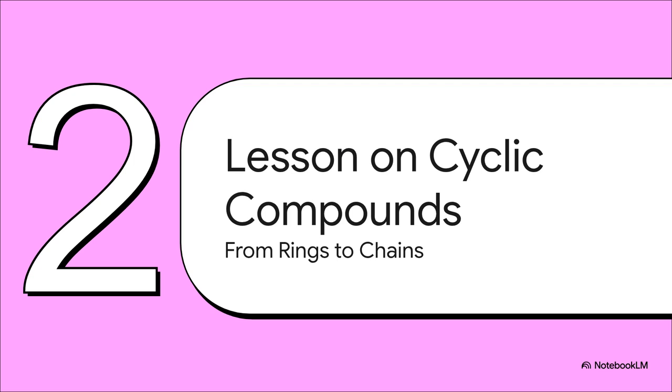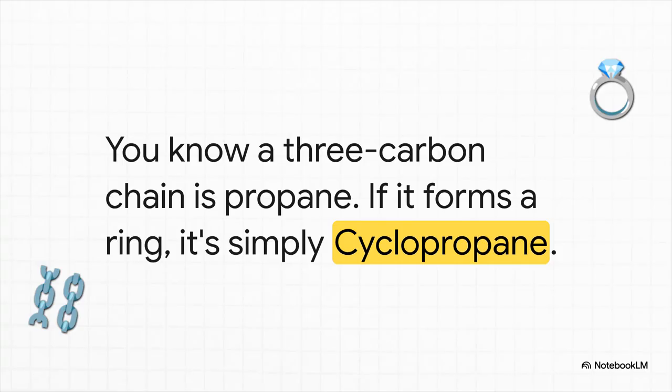All right, let's switch gears and talk about a new shape. Cyclic compounds. These are molecules that literally bite their own tail to form a ring. And just like before, there's a really clear pattern to how they get their names. Okay, the basic idea here is super simple. You already know that a 3-carbon chain is called propane. Well, if you connect the ends of that chain to make a little triangle, a ring, what do you call it? Cyclopropane. You just stick the prefix cyclo right on the front.